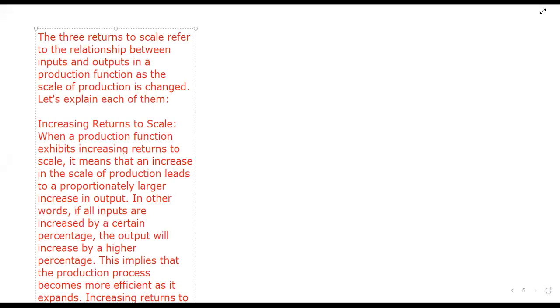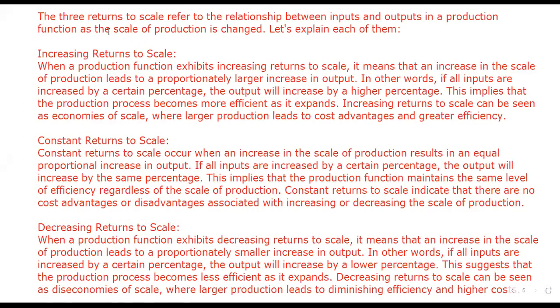Okay, so I was saying there are 3 returns to scale that you need to know. The 3 returns to scale simply explain the relationship that exists between inputs and outputs in production. So we're going to explain them one by one. So we have increasing returns to scale. When we are exhibiting a production that has increasing returns to scale, it means that there is an increase in the scale of production that is resulting in a proportionally larger increase in output.